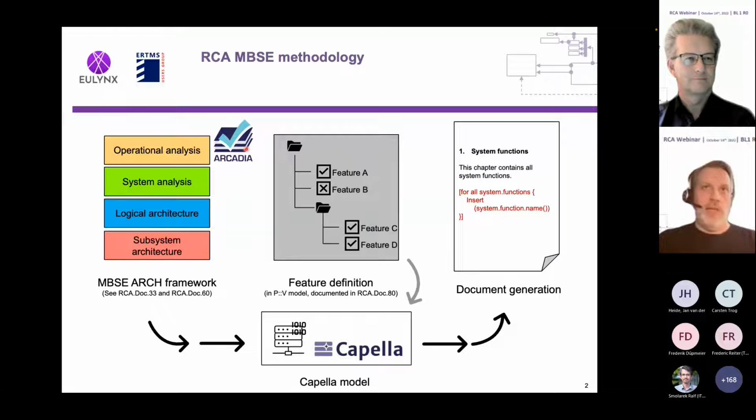And it's based on the Arcadia methodology, and Capella is the tool to work with the Arcadia methodology, but like with any other methodology, Arcadia is quite broad in scope. So you can design a lot of different things with Arcadia, and the ARCH process basically refines this methodology into our domain so that we can successfully model a railway system with it. It's quite detailed, as you will see in the reference documents 33 and 60.